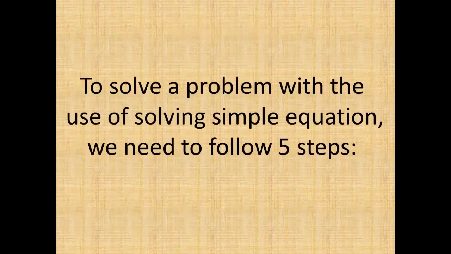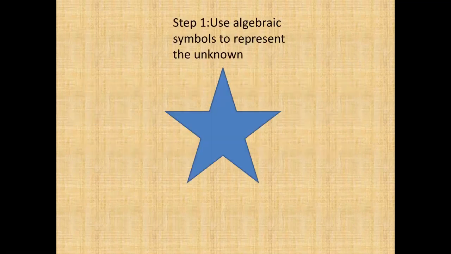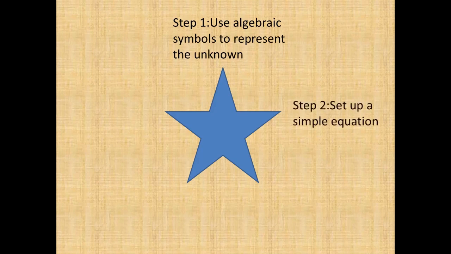To solve a problem with the use of simple equations, we need to follow 5 steps. First, we need to use algebraic symbols to represent the unknown. So we have an unknown in the question, and we must have an algebraic symbol to represent it. Second, we need to set up a simple equation. We need to make use of the algebraic symbol to make a simple equation for ourselves.